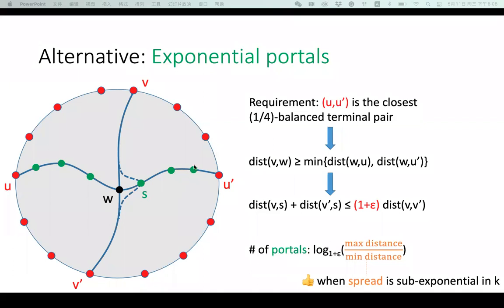Okay, so how many portals do we need to add in this way? It turns out that according to this 1 plus epsilon exponential way of putting portals, the number of portals we need to add is log base 1 plus epsilon of the ratio between the max terminal distance over the min terminal distance in the metric. This is also called the spread of the terminal metric, and sometimes it's also called the aspect ratio. Therefore, if this ratio is sub-exponential in k, the number of terminals, then we're good because we are not adding a lot of portals, and we are okay with the resulting instance being further decomposed.